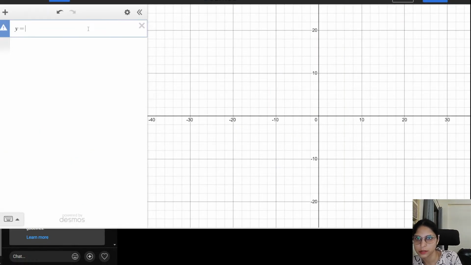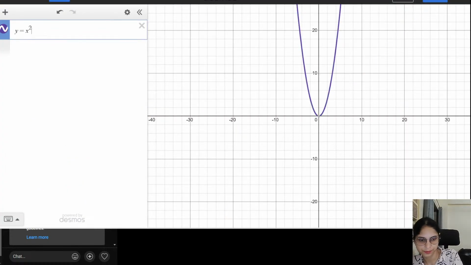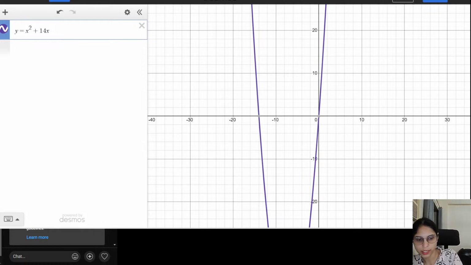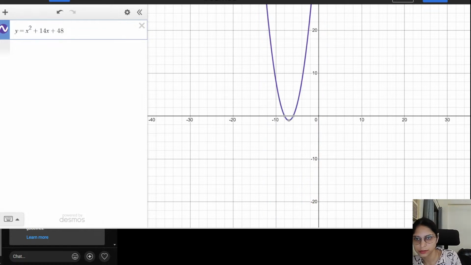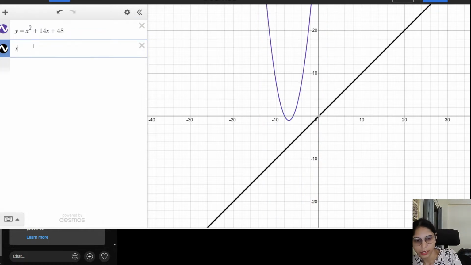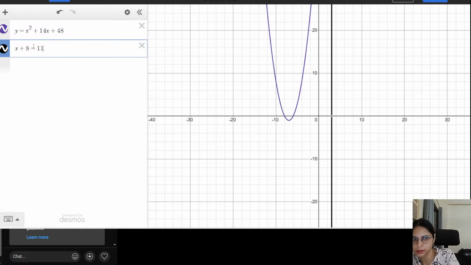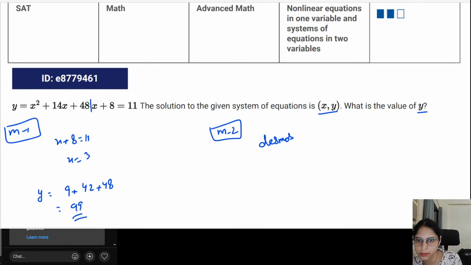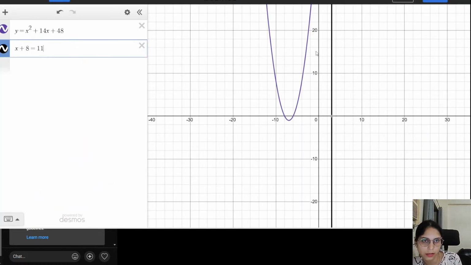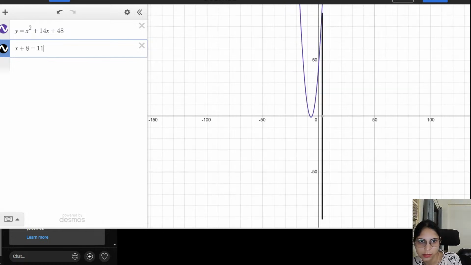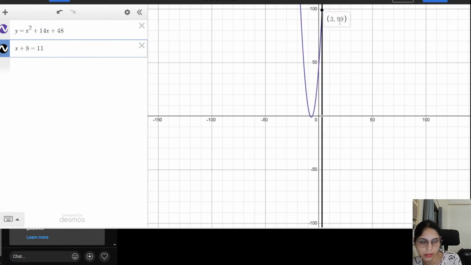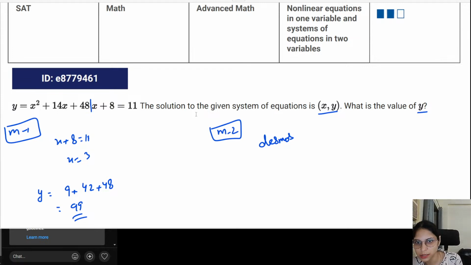Sorry. y is equal to x squared plus 14x plus 48 and x plus 8 equals 11. 3 comma 99. The value of x is 3. The value of y is 99. They're looking for the value of y. The answer is 99.